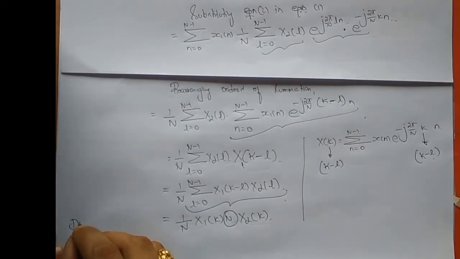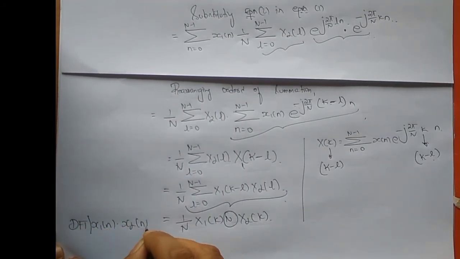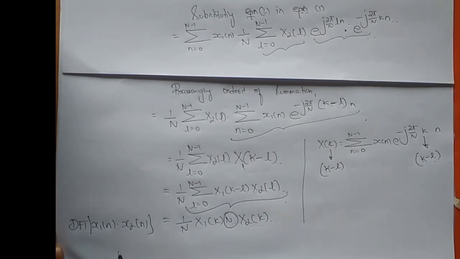The left hand side is DFT of x1 of n into x2 of n. So multiplication in time domain is equal to circular convolution in frequency domain.